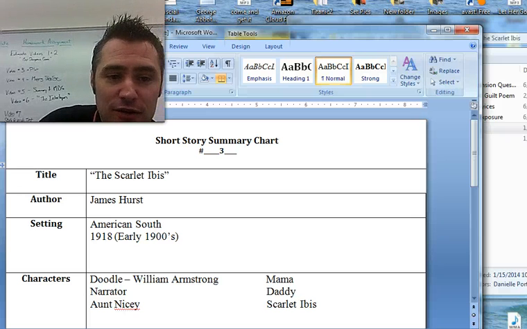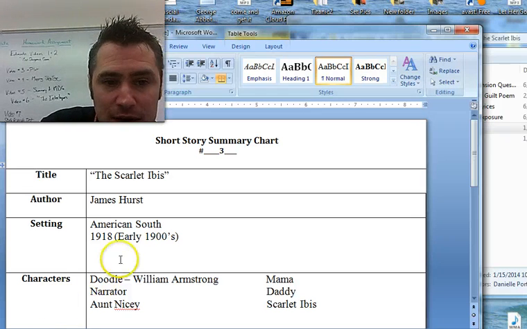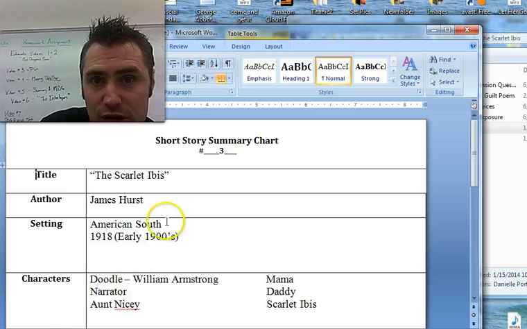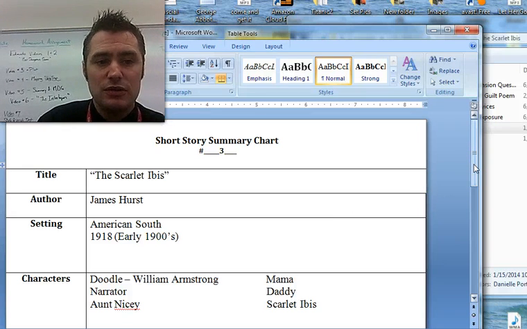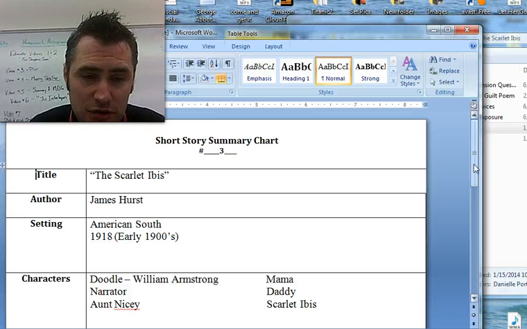This is our third story, and today you should have a short story summary blank chart to take your notes on. I will just be scrolling down through this chart, so take the notes. Your title is The Scarlet Ibis. James Hurst is your author.